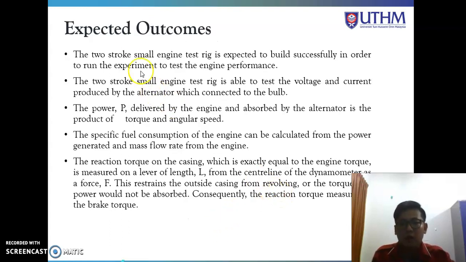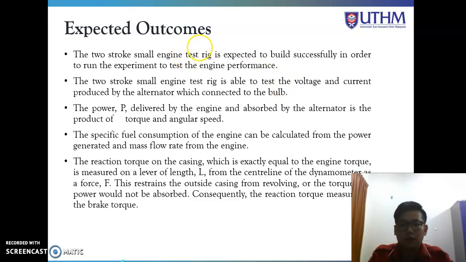So now I want to explain the expected outcomes. The first one, the two-stroke small engine test rig is expected to be built successfully in order to run the experiment to test the engine performance.